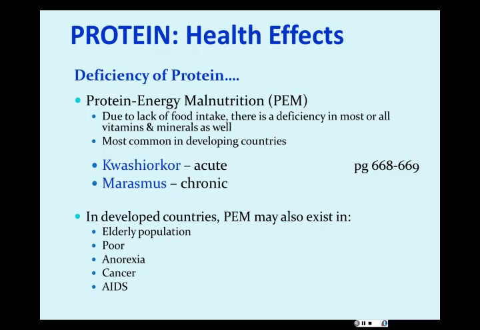AIDS, HIV positive, with the medications that the individuals take, sometimes that affects their appetite. Food safety is an issue as well. Some individuals have malabsorption syndromes and issues just with even being able to absorb the nutrients that they're eating in food, and that can lead to malnutrition.